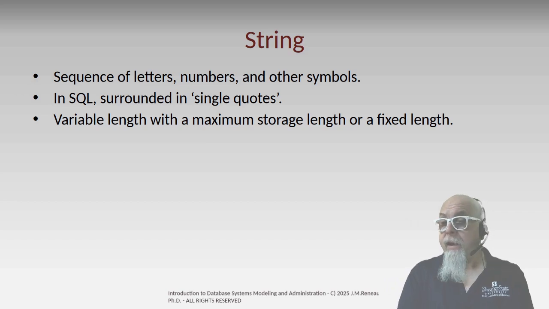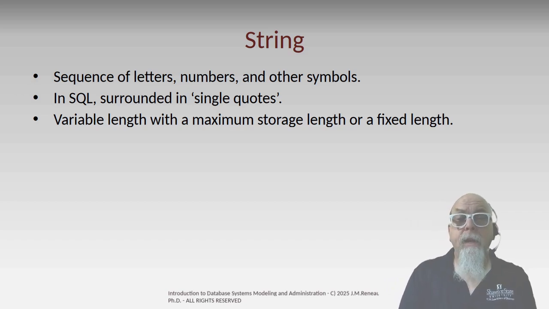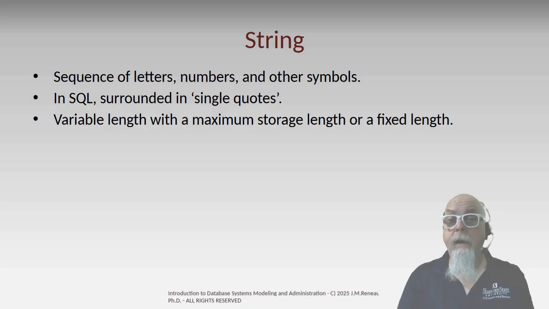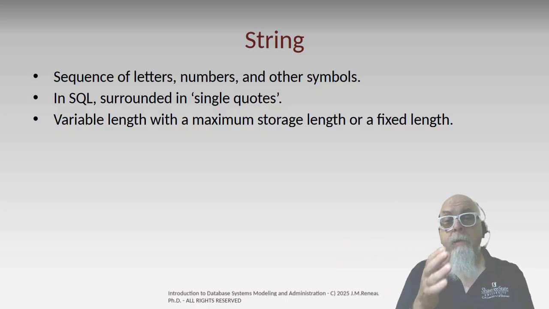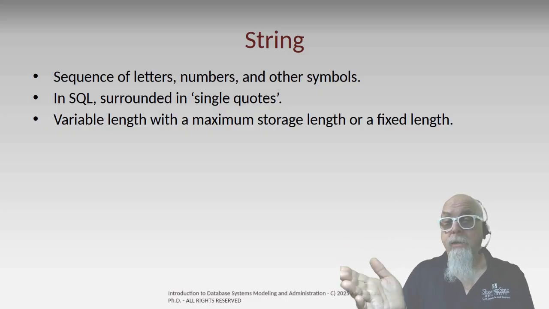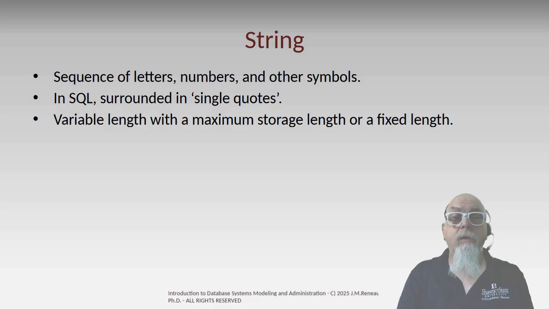Strings can be variable length or they can be fixed length. A string might be required to be a four-letter code that we've defined for that attribute, or it could be a variable length from zero length to even several thousand characters long. When we define an attribute as a string, we probably should also define its maximum storage length, or define if it has that fixed length as I was describing.